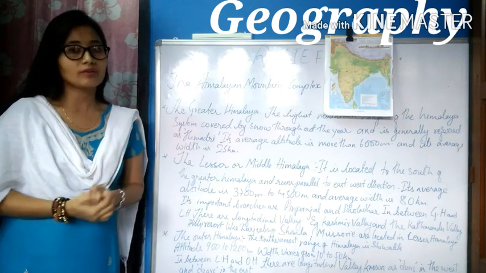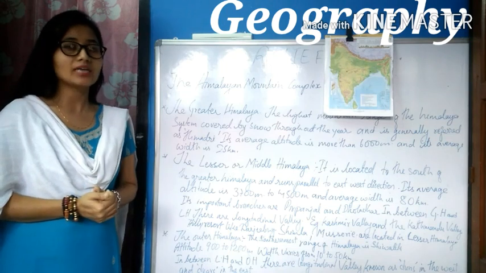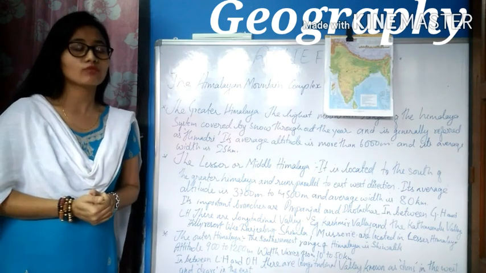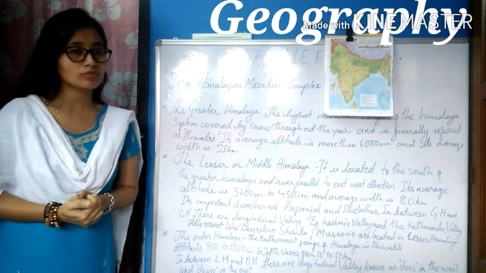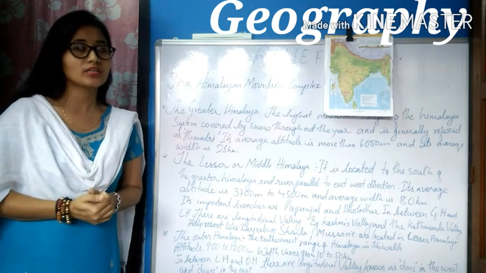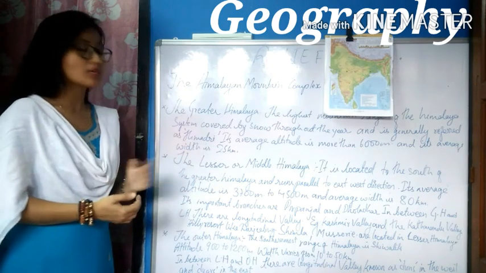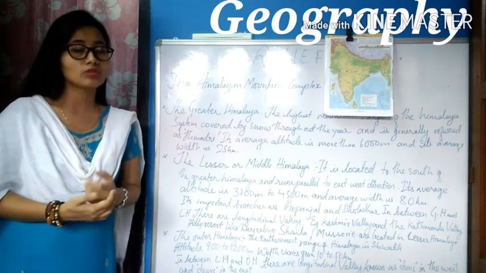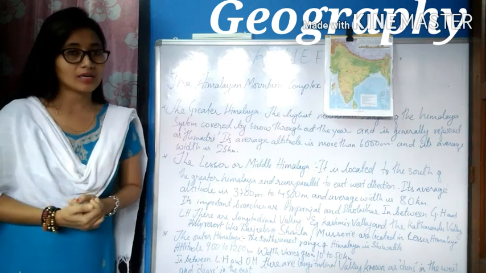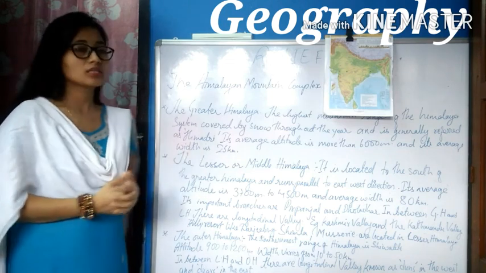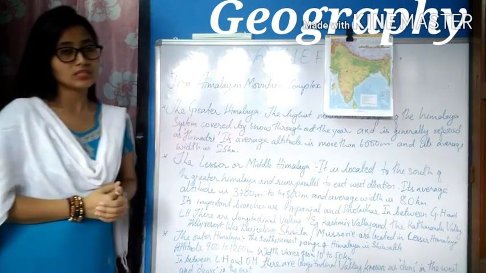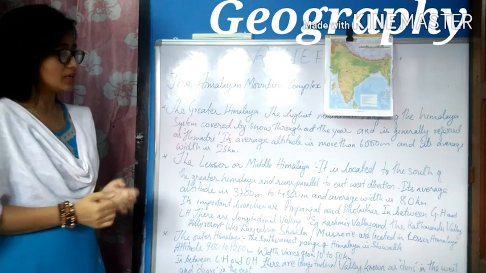The highest peak of the world, Mount Everest with a height of 8,848 meters, and Kanchenjunga with a height of 8,598 meters lie in this region. Some of the other peaks like Makalu, Dhaulagiri, and Nanga Parbat are also located in this Greater Himalaya.